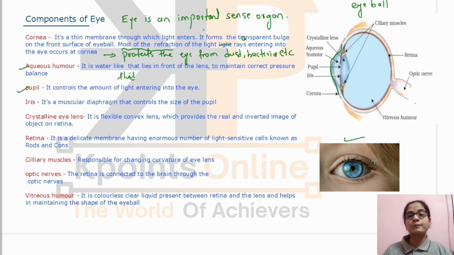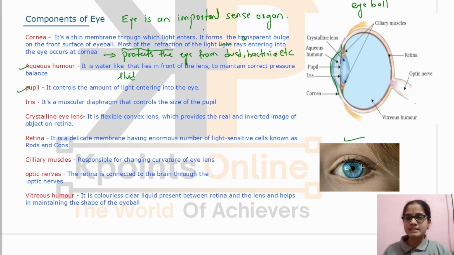So in order to avoid this, the pupil will decrease in size, so that only enough light will enter into our eyes. And for example, if you are seeing any object in dim light, at that time we require more light to see that object properly.